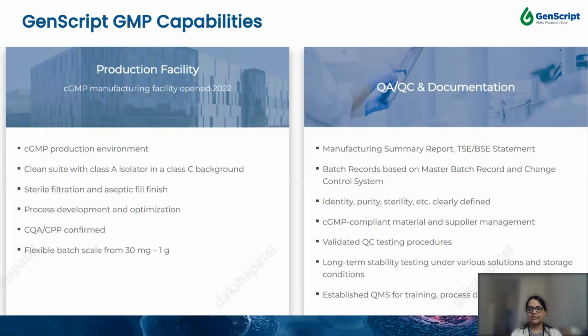And the production facility has key features like a GMP production environment, clean suites and sterilized filtration, QA, CQA and CPP conformance, etc. And at the same time, we are providing the QA and QC documents, including all the batch records, identity, purity, sterility, and CGMP compliant material supplier management, etc., including the validated QC testing procedure. So we are trying our best to support the cell therapy and gene therapy developers to help their commercialization activity.